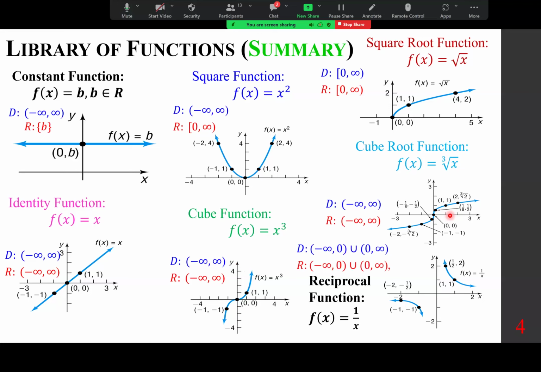So how do we write that in an interval notation format? Domain. D stands for domain. From negative infinity to 0, union 0 to infinity. R stands for the range. From negative infinity to 0, union 0 to infinity. So it's pretty straightforward, everybody.